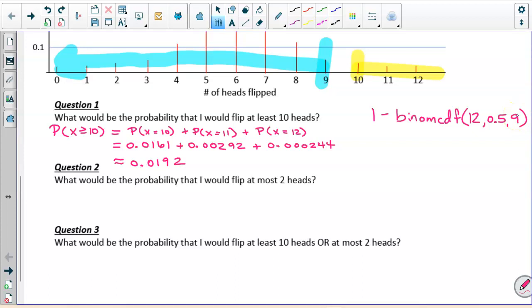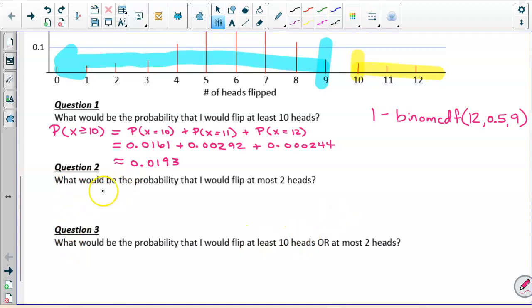Let's look at that and see what happens. 1 minus second vars, binomial CDF, trials is 12, P is 0.5, X value is 9, at 0.01928, which is pretty close, right? So you said 6, so I could round that to a 3, couldn't I? I say that because if you haven't done all of those values, you didn't have to find every individual one. That would save you some time, right?